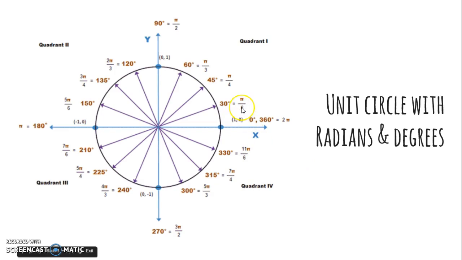Let's start with pi over 6. Think about it as 1/6 right here. This equals 30 degrees. So pi over 6 equals 30 degrees.